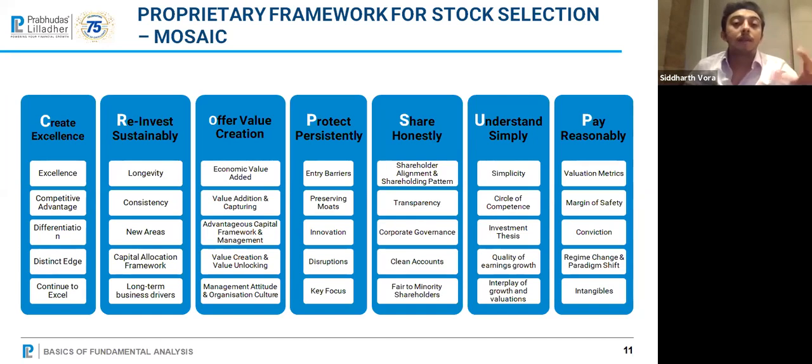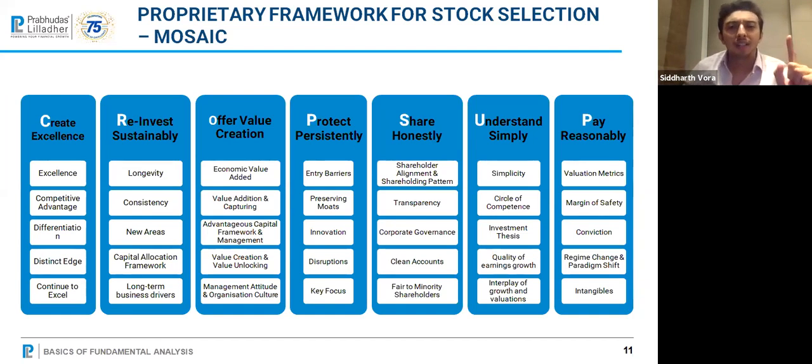Protect persistently means if I have some strong entry barriers or moats, as I call it, I should be able to protect them. Having a light entry barrier is not good enough. Having the entry barrier, making an effort to deepen my entry barriers and making an effort to protect my entry barriers persistently, ऐसी companies हमको चाहिए.